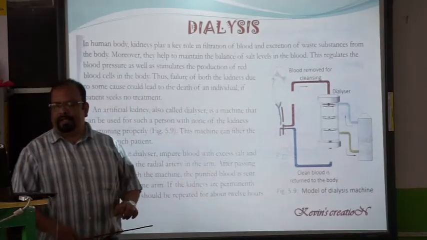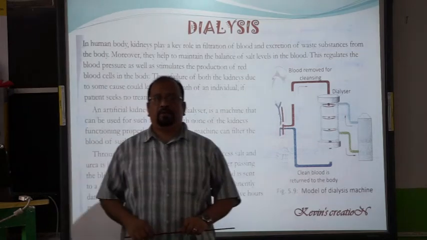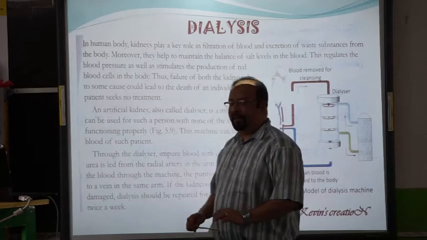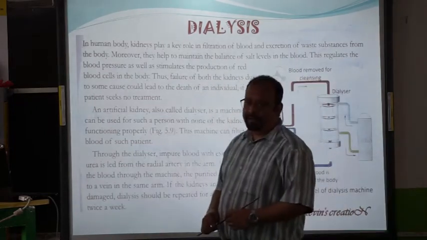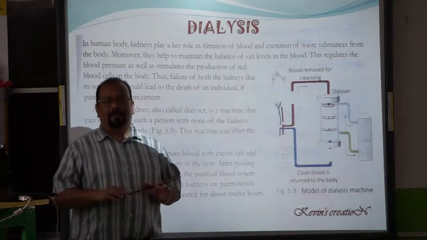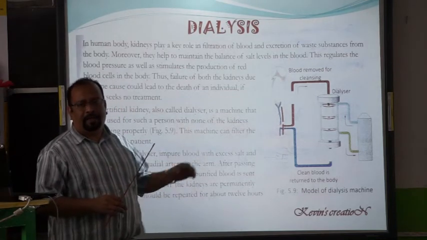Now, if the kidneys are permanently damaged, dialysis should be repeated for about 12 hours. 12 long hours. It's a very, very painful process. That also twice a week. In a week you have to go twice and you have to stay there in a room lying for 12 hours so that this purification of blood can take place.